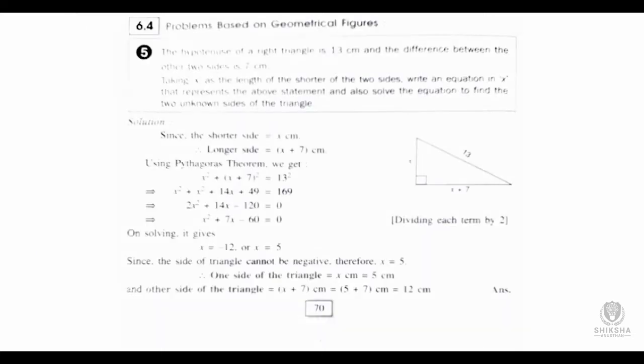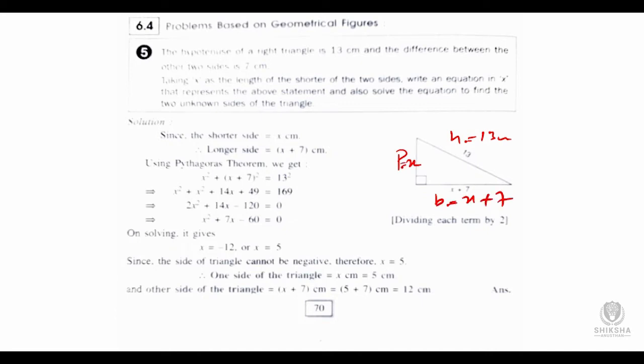Now go to the next type, the problems based on geometrical figures. The hypotenuse of a right angle triangle is 13 cm. The hypotenuse, or h, is given as 13 cm, and the difference between the other two sides is 7 cm. Suppose we take the perpendicular as x, and the base is equal to x plus 7.